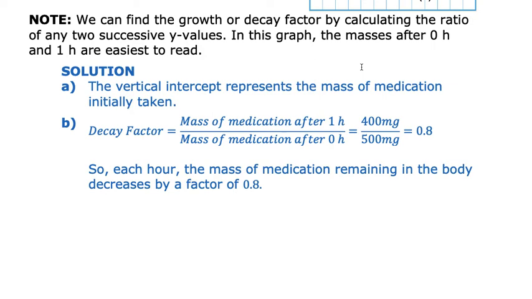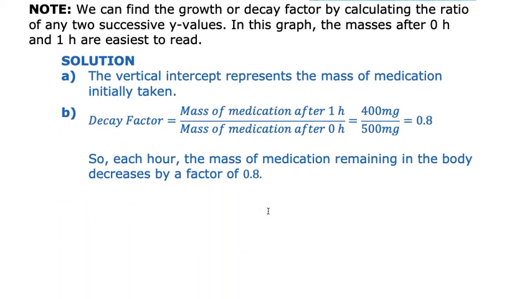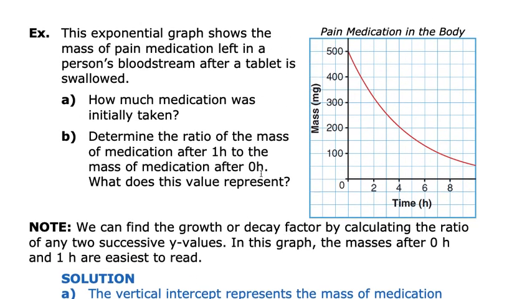In this graph, the masses after 0 hours and 1 hour are easiest to read. The vertical intercept represents the mass of medication initially taken, and we said that that was 500 milligrams. And the decay factor is the mass of medication after 1 hour divided by the mass of medication after 0 hours. So we said that that was 400 over 500, which is equal to 0.8 when we divide this rate. So each hour, the mass of medication remaining in the body decreases by a factor of 0.8. And you can see that that is consistent in this graph.